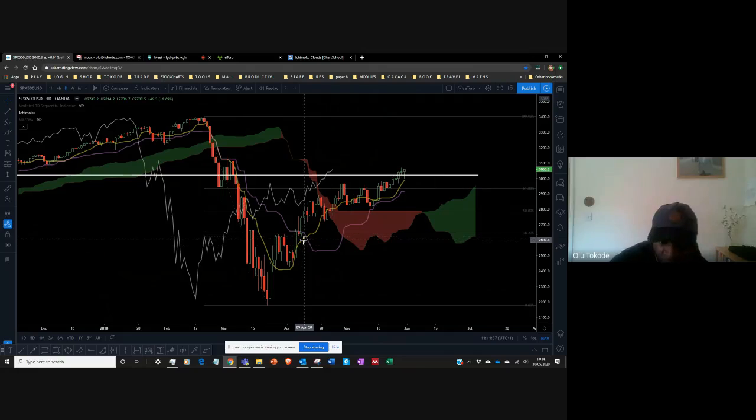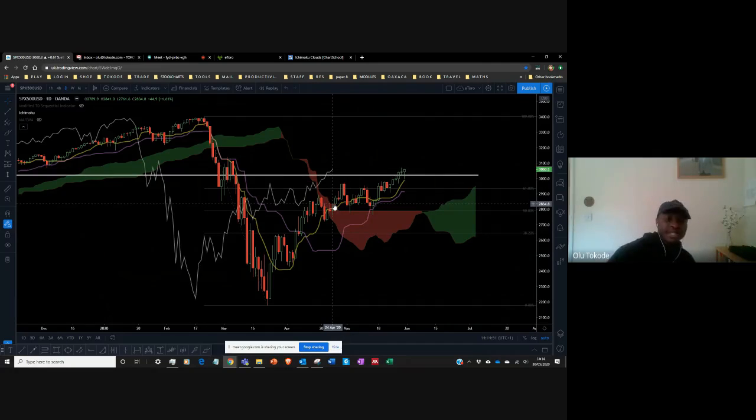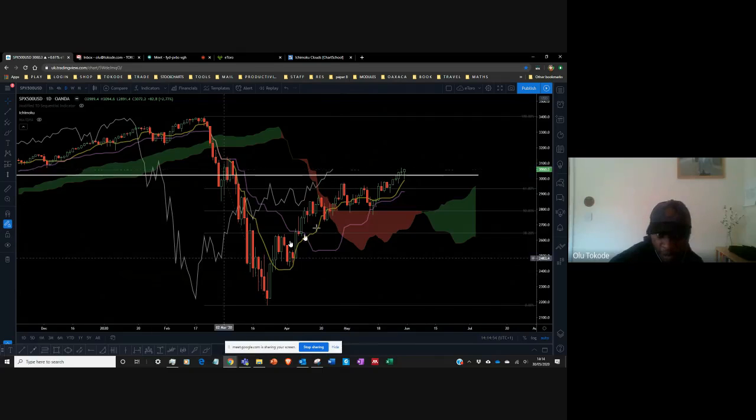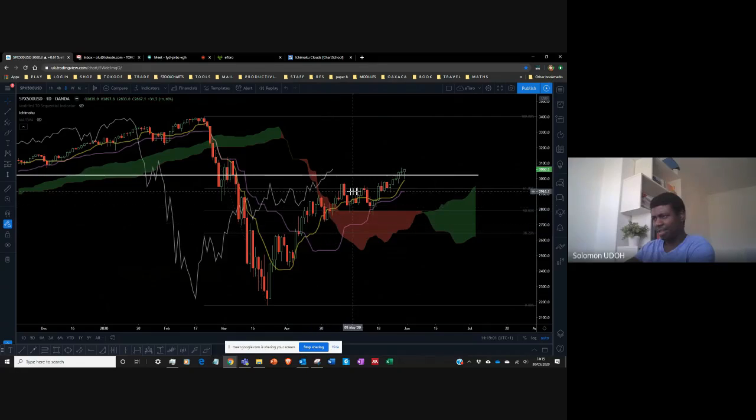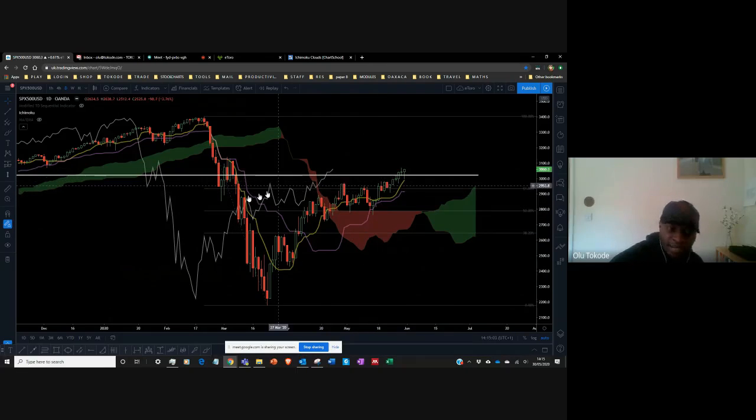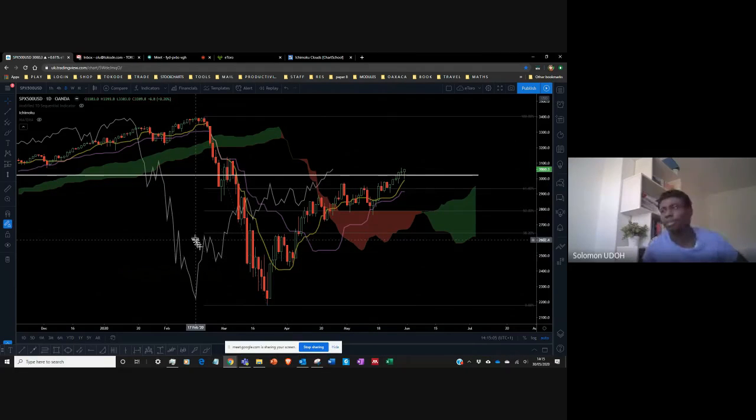Using this crossover is one way, but if I wanted to be extremely safe, I would wait for price to break above this cloud somewhere here before I go long. And then if I wanted to be really, really, really safe, I would wait until the yellow line crosses above the purple line, and then price was above the cloud.